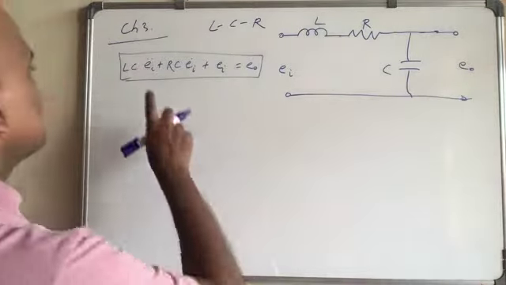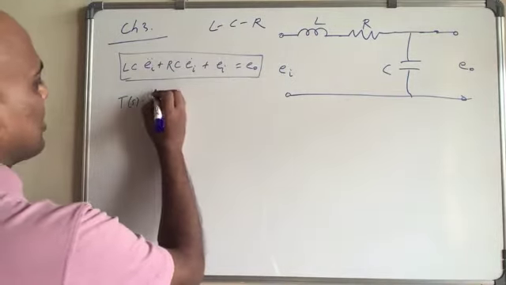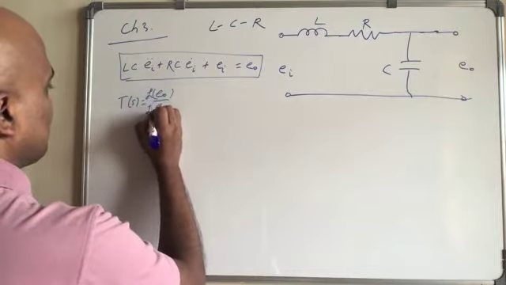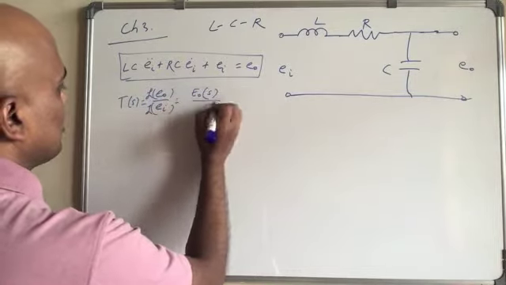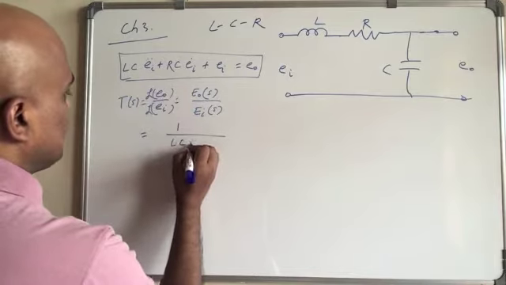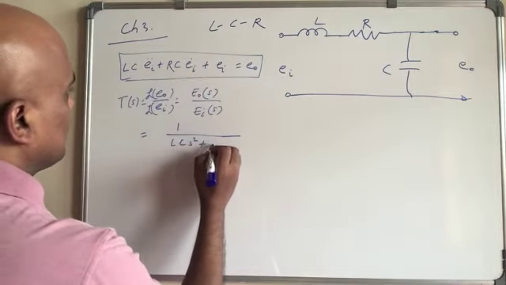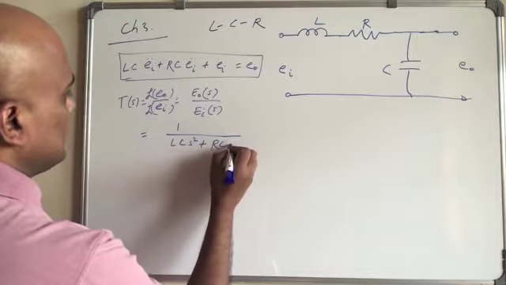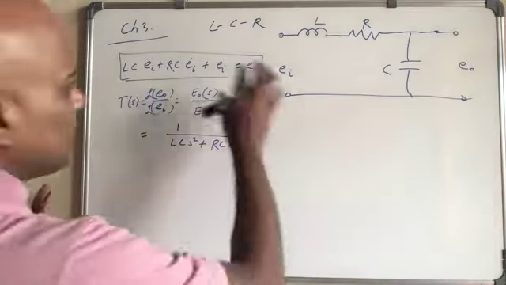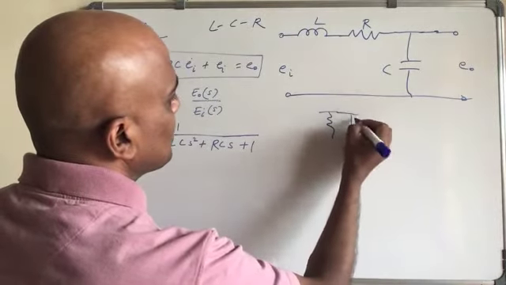And from there, if you do the Laplace transform of both of them, we found out the transfer function T(s) equal to EO(s) over EI(s), which was equal to 1 over LC s square plus RC s plus 1.